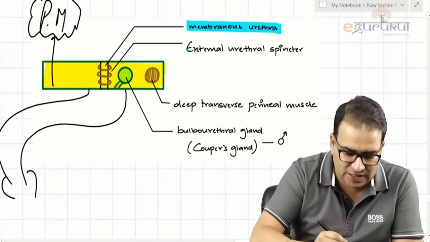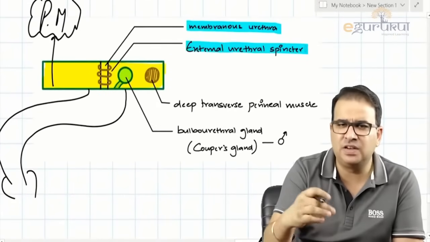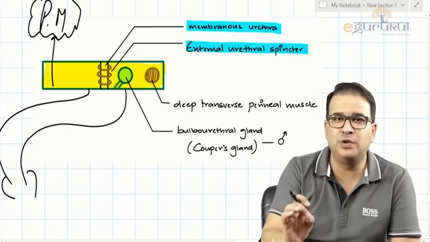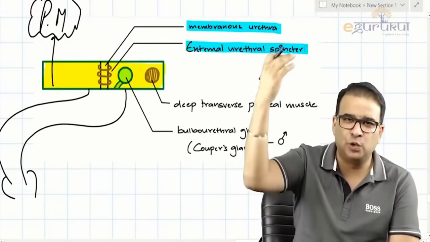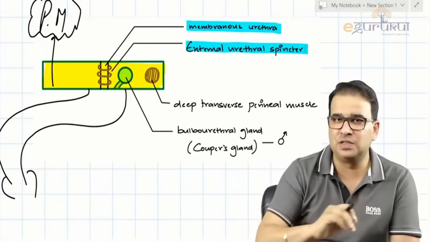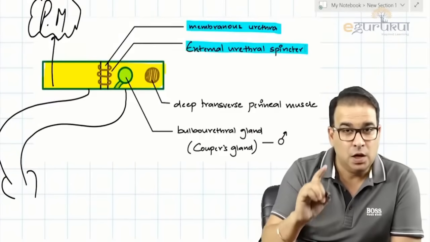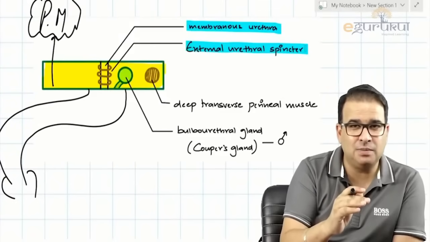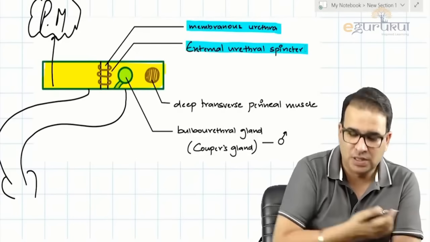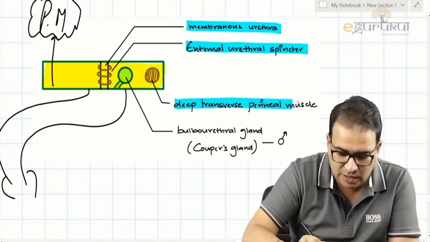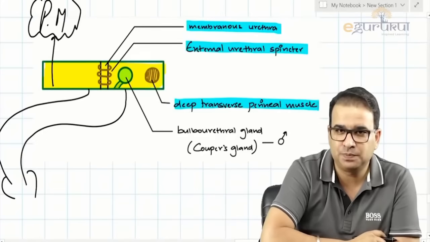Membranous urethra is covered with a sphincter, and that sphincter is called sphincter urethrae, or you can simply say external urethral sphincter. Internal is close to the neck of bladder. That external urethral sphincter is also there. We saw superficial transverse perineal muscle is a content of superficial pouch. This is deep transverse perineal muscle, which is in the deep pouch.